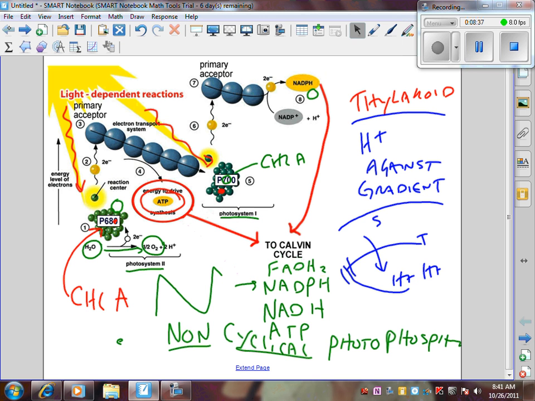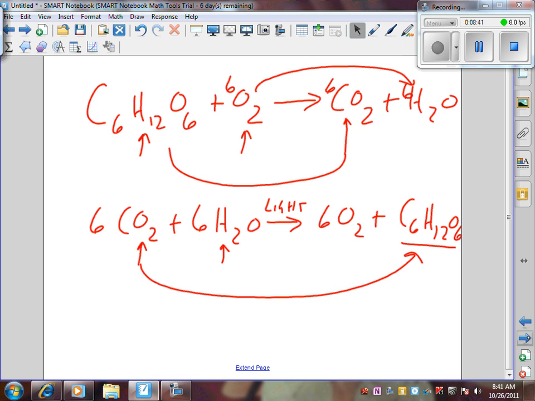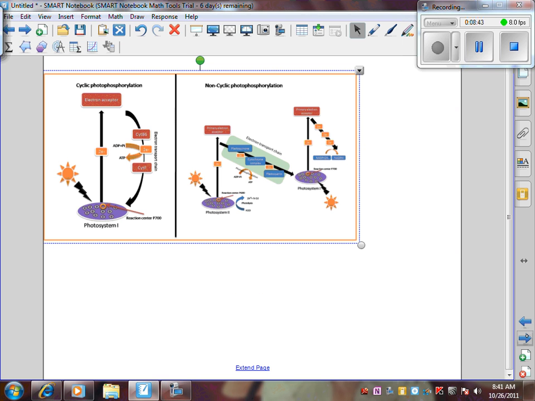The counterpart to non-cyclical photophosphorylation is cyclical photophosphorylation. Now, remember, we've already talked about a couple of phosphorylations from the last unit. So here, once again, you're seeing that N shape. This is non-cyclical photophosphorylation. So we use water in this one, and we produce oxygen. We make ATP, and we make NADPH.